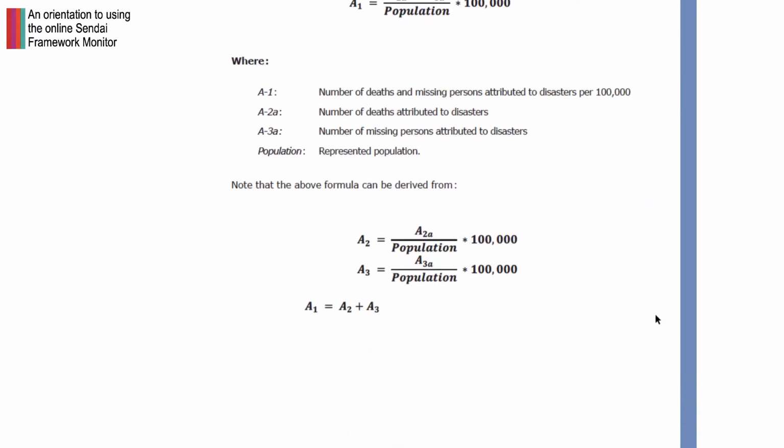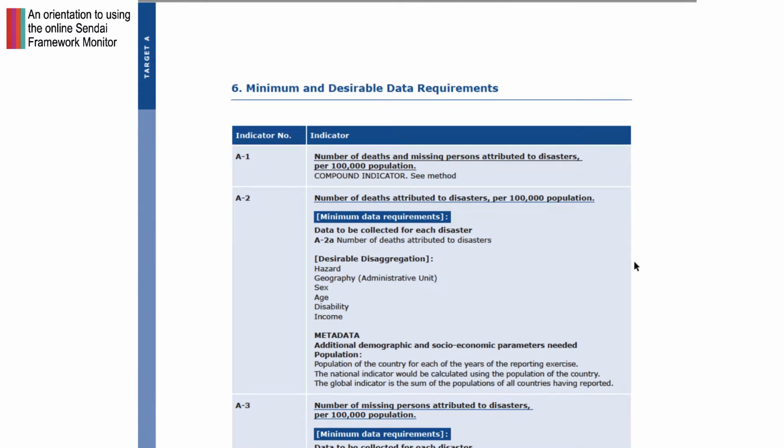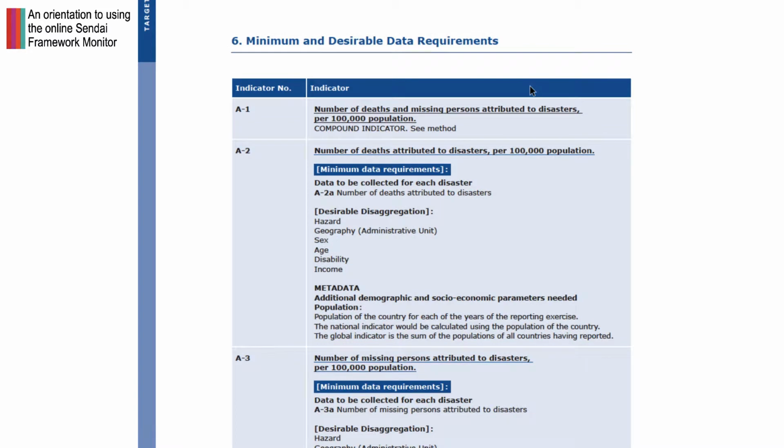The next section moves on to the minimum and desirable data requirements. Countries can either report the minimum, which for A2 is the total number of deaths attributed to disasters, while the desirable is this number disaggregated by hazard, geography, sex, age, disability, and income. If you don't have some or all of the data for desirable requirements, start by entering in the minimum data requirements.